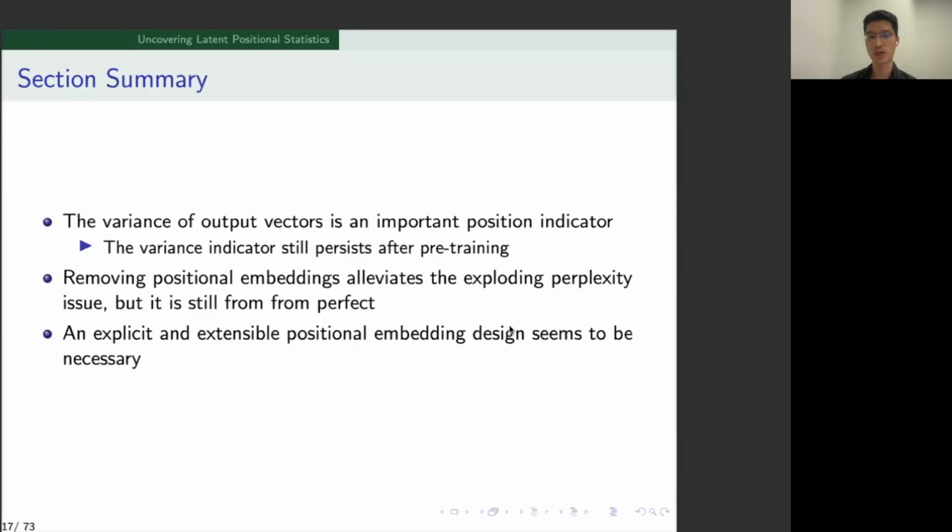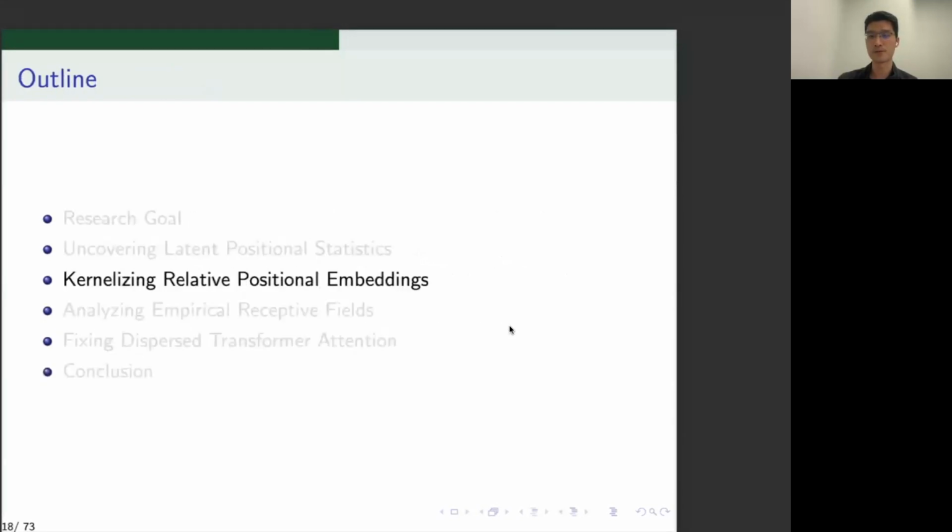Let me quickly summarize this section. I showed that the variance of output vectors is an important position indicator, and it still persists at the lower layer, or at least the 0th layer, after pre-training. And removing positional embeddings alleviates the exploding perplexity issue, but it's still far from perfect. So I think this suggests that an explicit and extensible positional embedding design is necessary, as I will cover in the next section. I will pause here and see if there are more questions from the audience. Okay, let me move on to the second section.